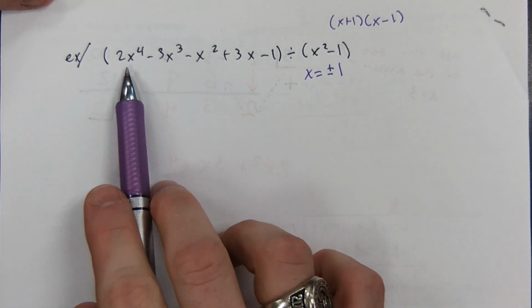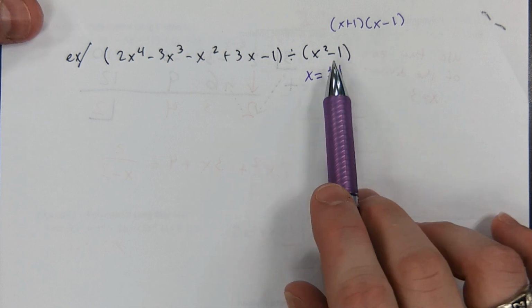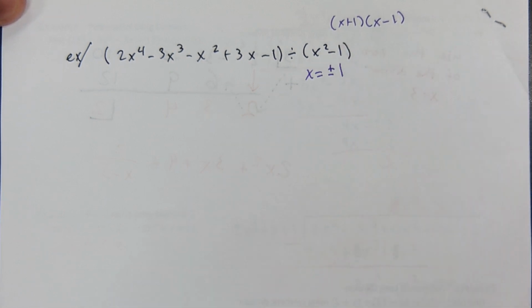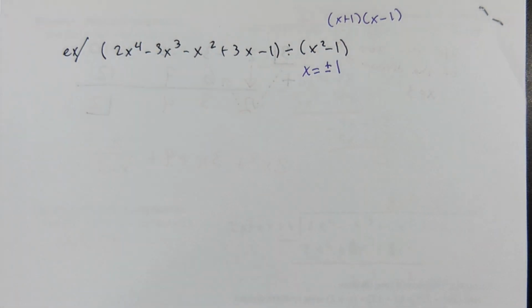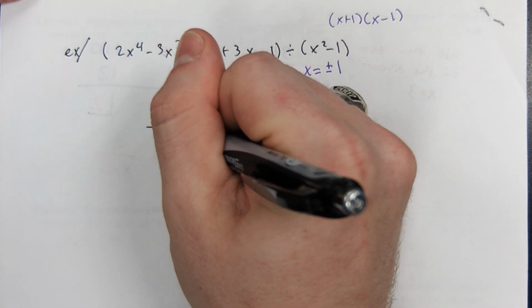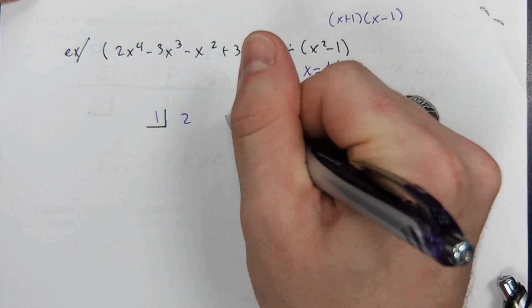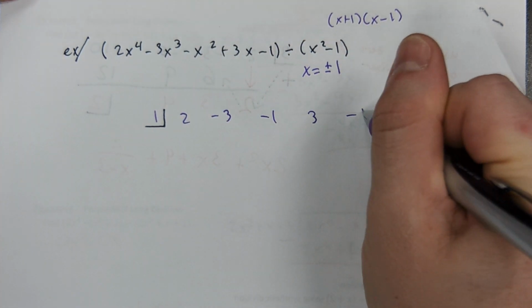Am I missing any terms? 4, 3, 2, 1, none? No, I'm not missing any terms. Mr. M, this is missing a term. Not if I'm using this. So I'm going to divide by that first. So I'm going to use x equals positive 1. Negative 3, negative 1, 3, negative 1.